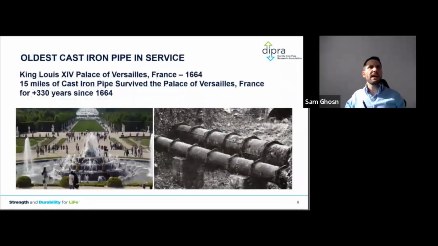Some of you may have heard of this pipeline. This is one of the oldest cast iron pipes in service in the world. It was built by King Louis XIV of France, and those pipelines were built to service the Palace of Versailles. King Louis XIV of France had to carry water from Marly Ancien all the way to Versailles. So they built those twin pipelines that you see on the right side of this slide.